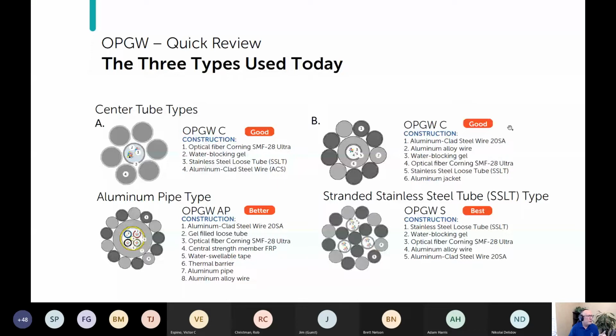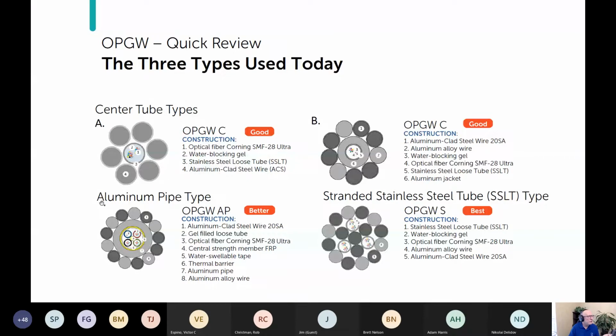So you have a center tube, which is a stainless steel tube that could either be plain, like you see in this one, or it could be in an aluminum pipe or covered, meaning clad with aluminum, like you see in this illustration. So that's center tube types.